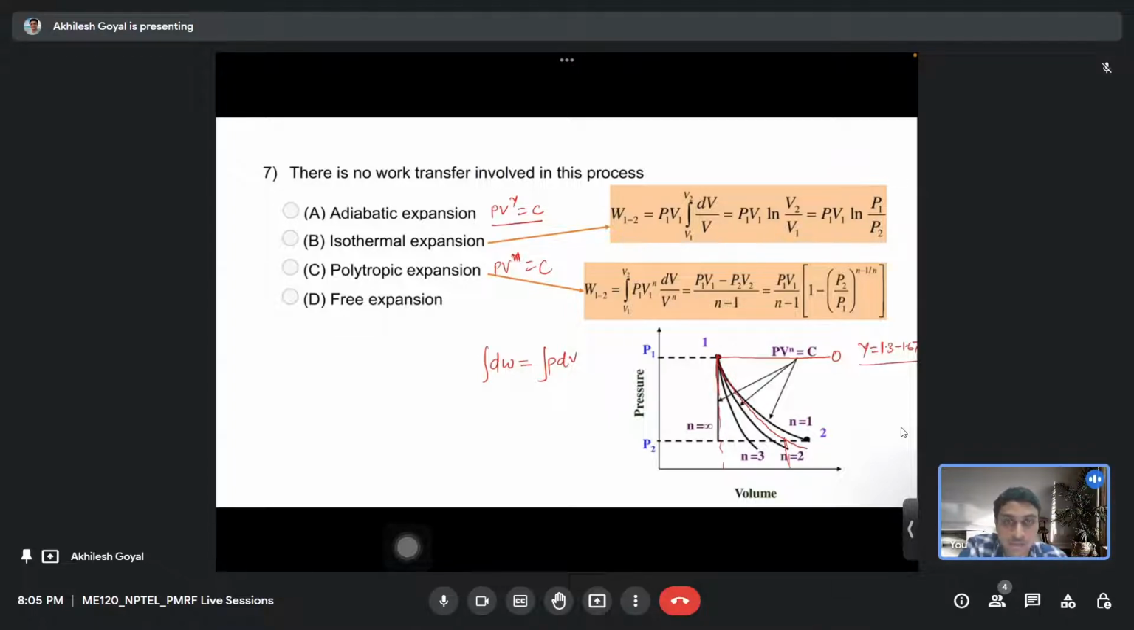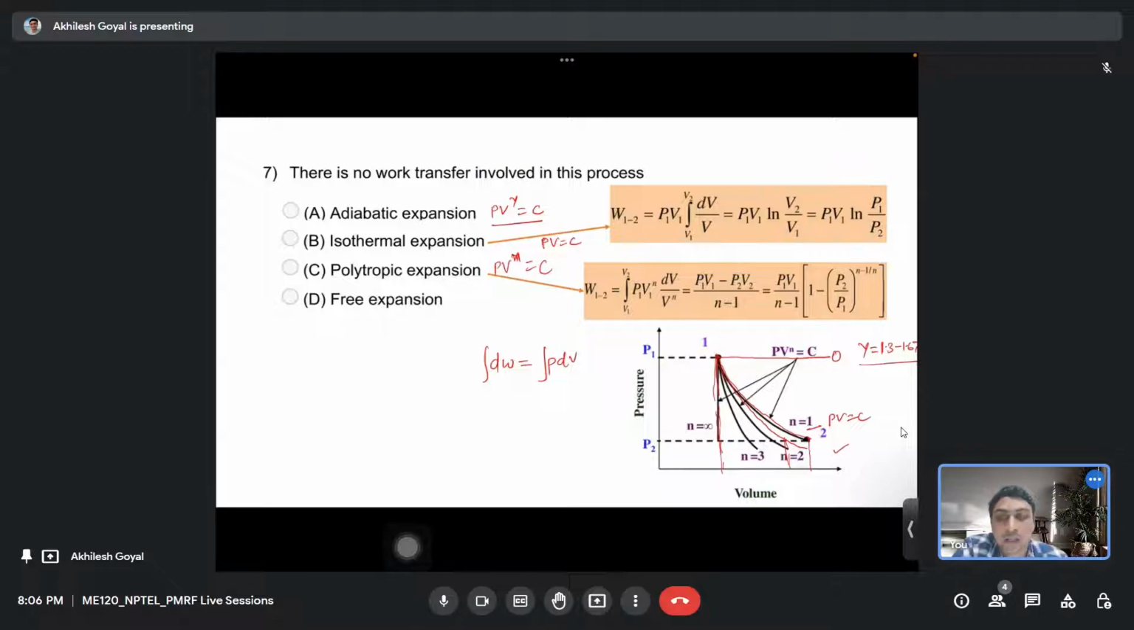Also for isothermal expansion, that follows PV is equal to constant, so the value of n is equal to 1. Here also you can see there is some area under the curve. So for isothermal expansion, the work transfer is not zero. In fact, for isothermal expansion the work done is maximum, as you can see in the graph.